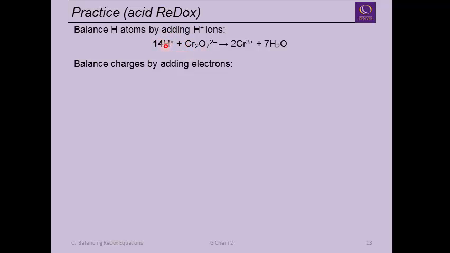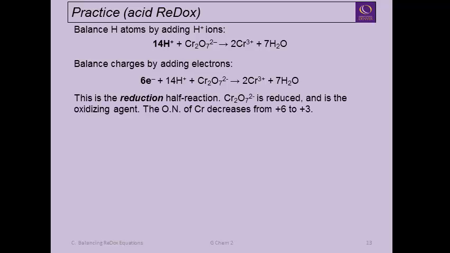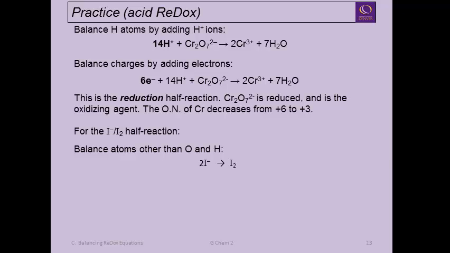So that's 14 positives, 2 minus, that's a plus 12. Meanwhile, over here I got a plus 6. So I got to add 6 electrons. So that's all good. And this takes care of the reduction half reaction. Now let's go over to the oxidation half reaction. Let's balance the atoms, and this makes sense. I had to have 2 iodide ions in order to make the I2 diatomic molecule.